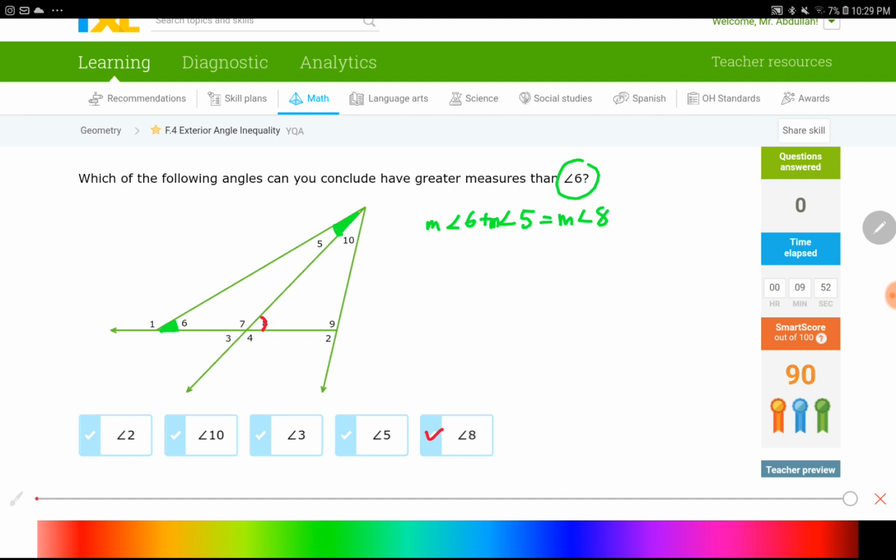Now, we keep that in our minds and then try to figure out whether there is another angle that is even greater than angle 8. So let's say angle 8 is 50 degrees. If there is another angle that is more than 50 degrees, that angle is going to be greater than angle 6 anyways. So now I focus on this triangle over here.